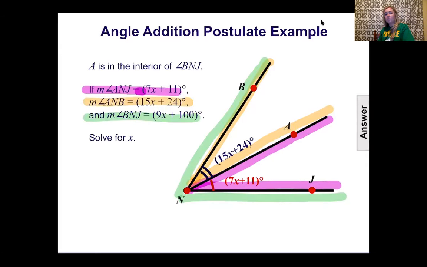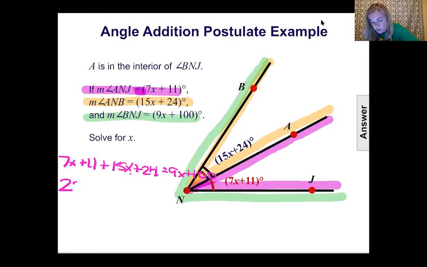So now our job is to create an equation that works for this. We can take the orange and the purple and add them together. So we can take 7x plus 11 plus 15x plus 24, and we can set it equal to that entire outside, which is 9x plus 100. Then from there, we want to combine like terms on the left-hand side. So we have 7x and 15x, which gives me 22x plus 35, and it's going to equal 9x plus 100.